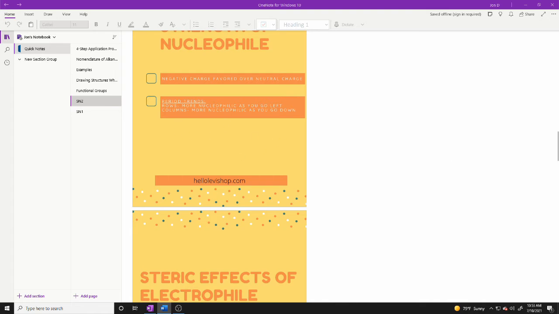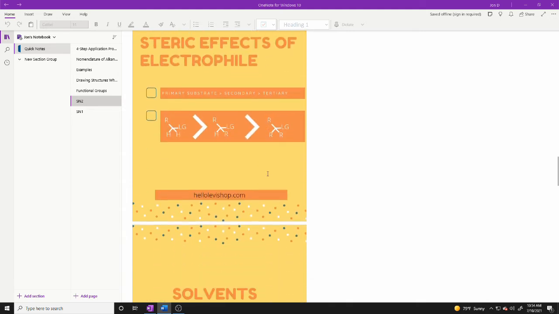Now in terms of periodic trends, with rows, it gets more nucleophilic as you go left, and with the columns, it gets more nucleophilic as you go down. For the rows, the more electronegative ones have their electrons held tighter and they're not as likely to form bonds. As with the columns, as you go down, the size increases and it makes the atom more polarizable.